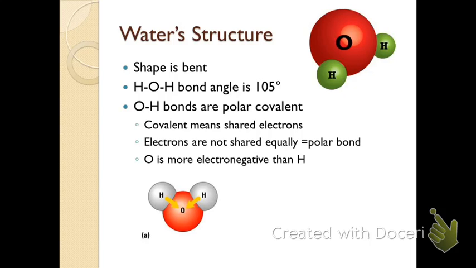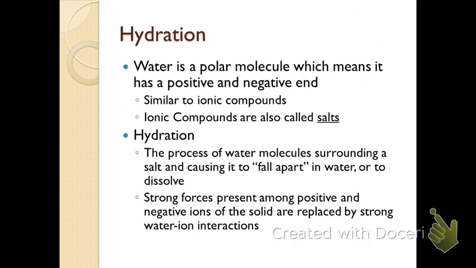And when it pulls the electrons towards itself, there is a partial negative charge, which is represented in the blue, on the oxygen, and a partial positive charge on the hydrogens because they are more electron deficient. Now, we call that a dipole. You have two different poles, a negative pole and a positive pole. So, since water is a polar molecule, it has a positive and negative end to it, the positive end being the hydrogens, the negative end being the oxygen. That's very similar to ionic compounds, because in ionic compounds you have a cation, which is positive, and an anion, which is negative. Also, you need to know that ionic compounds are also called salts. Okay, it's just another term that is synonymous for an ionic compound.